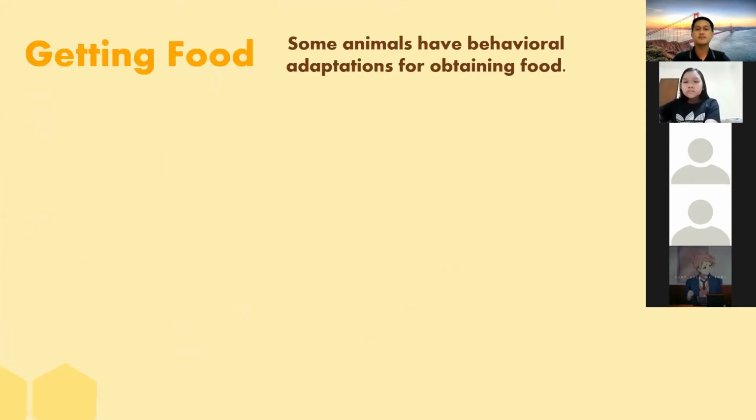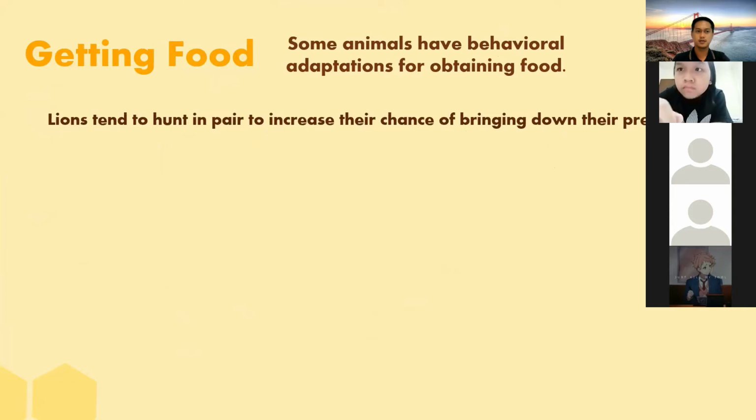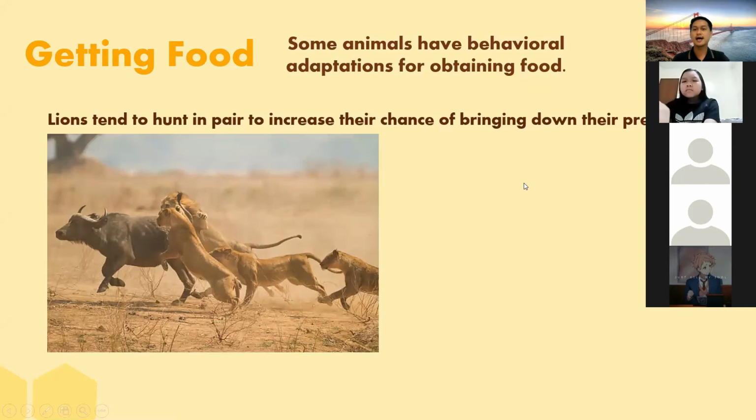Continue. So, adaptation for finding food includes getting food. Some animals have behavioral adaptations for obtaining food. Lions tend to hunt in pairs to increase their chance of catching their prey. So they hunt in pair or group. In this picture, they hunt in group, but usually they hunt in pair so that it will increase their chance to catch their prey.